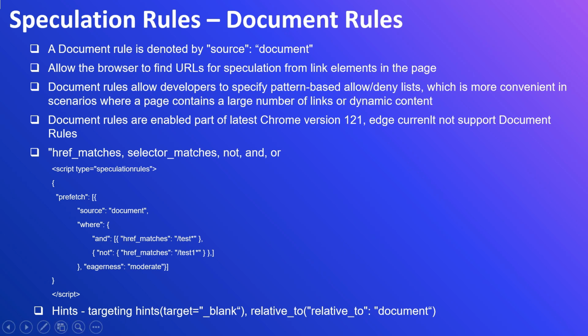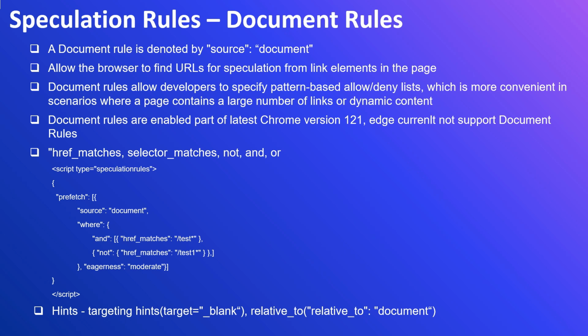Refer to this sample rule: prefetch, source document, then where both conditions are met, meaning we are using AND here. The href matches /test star means anything that starts with /test, then not href matches /test1 star means anything that starts with /test1. We are enabling the speculation for all these URLs that start with /test but skipping the URLs that start with /test1 star.